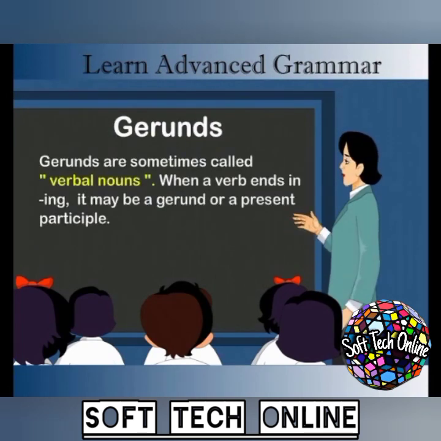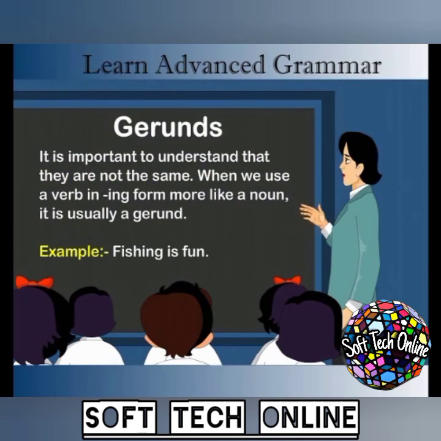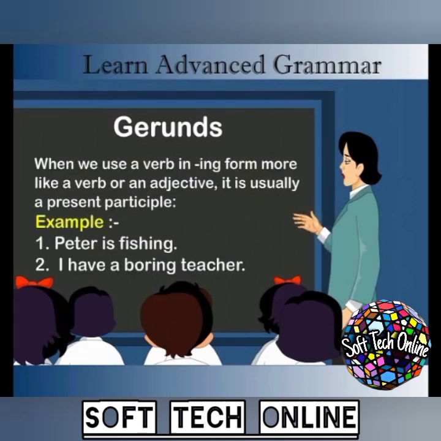Gerunds. Gerunds are sometimes called verbal nouns. When a verb ends in ing, it may be a gerund or a present participle. It is important to understand that they are not the same. When we use a verb in ing form more like a noun, it is usually a gerund. Example: fishing is fun. When we use a verb in ing form more like a verb or an adjective, it is usually a present participle. Example: Peter is fishing. I have a boring teacher.